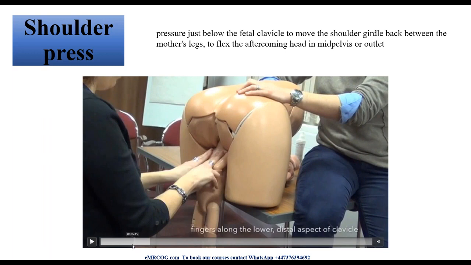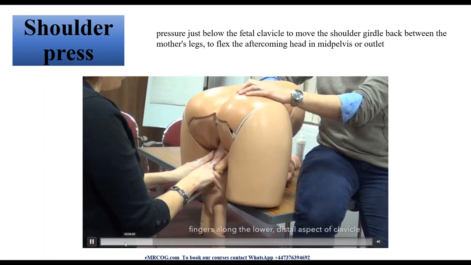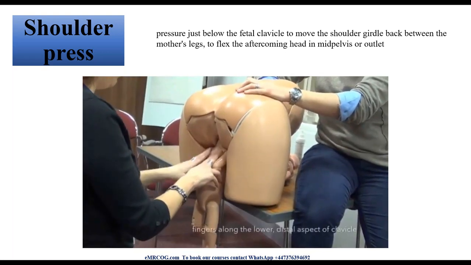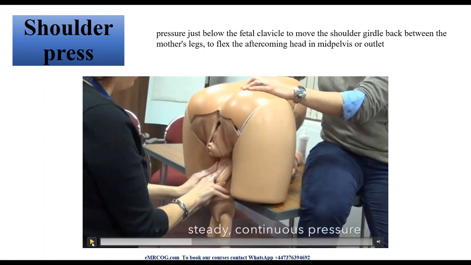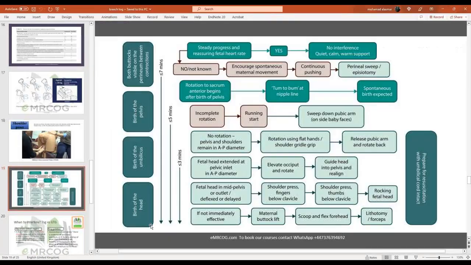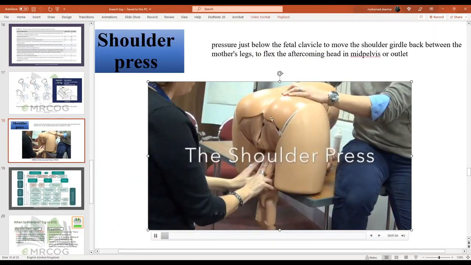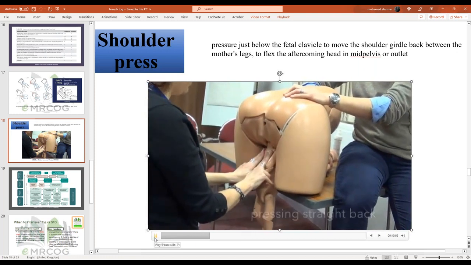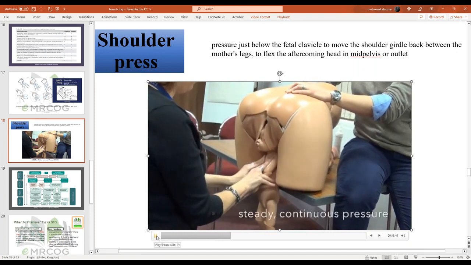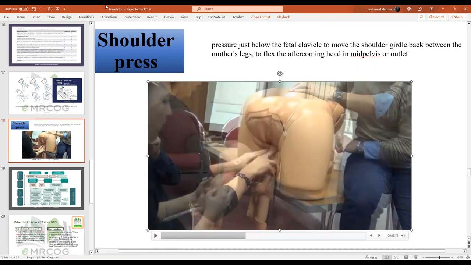Again, I'm going to show you this, and please notice the correct placement of the fingers along the lower distal aspect of the clavicle. Can you see the pressure? So this is a steady, continuous pressure. By this action, when you place your finger correctly on the distal part of the clavicle, you are applying a steady pressure, so you're helping delivery of the aftercoming head. Lower distal part of the clavicle, pressing straight back, steady continuous pressure, and baby's out. Is it clear, guys, for you?